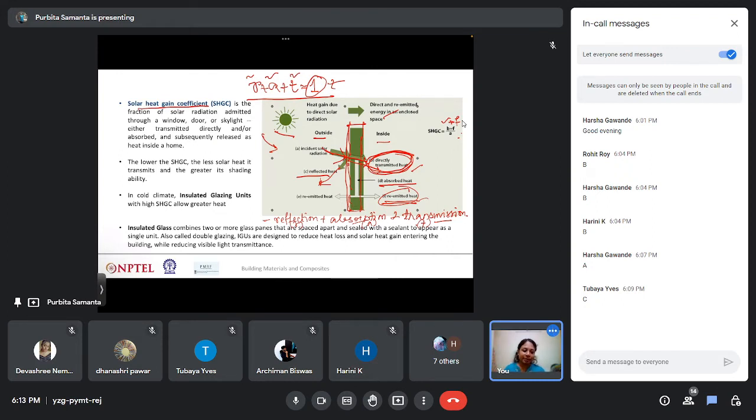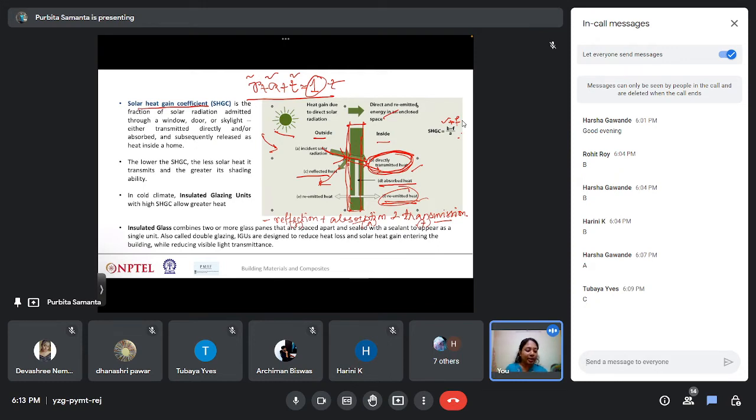So if you see that the solar heat gain coefficient is less, what does it mean? It basically means that less solar heat is transmitted, and greater will be the cooling capacity or the shading ability of that particular fenestration. So what do I mean by fenestration? Fenestration is basically the opening. It can be a window, it can be a skylight, it can be in the form of a door maybe. So fenestration is basically the opening.